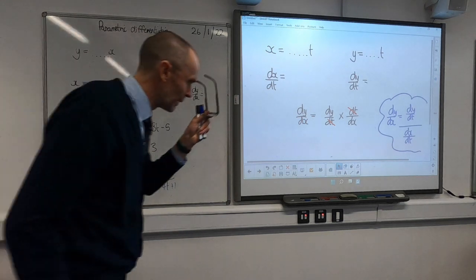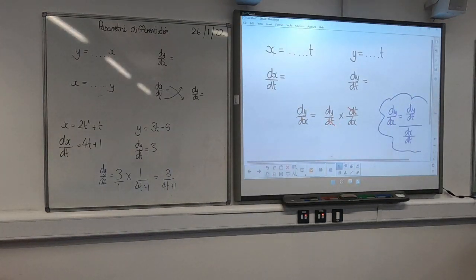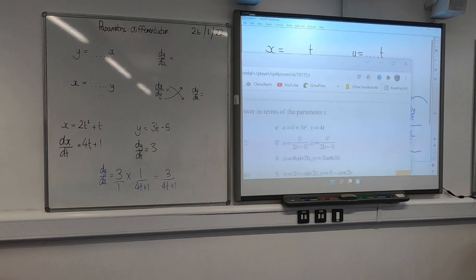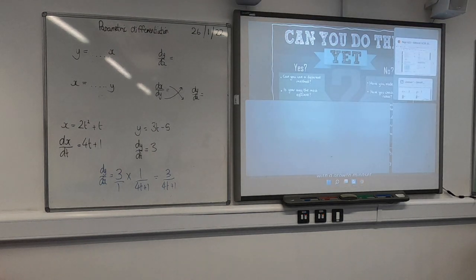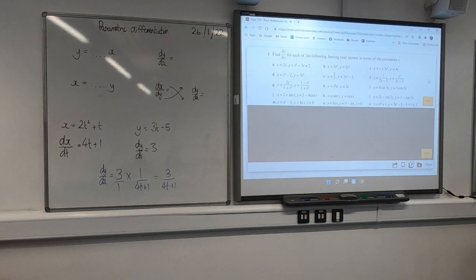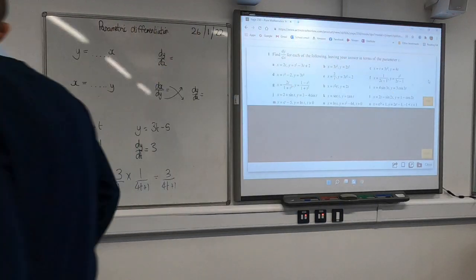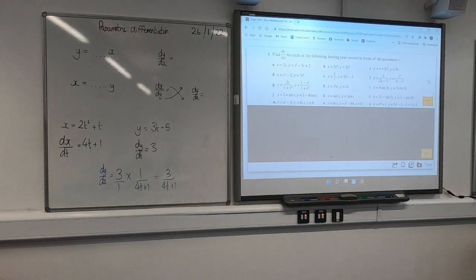So let's do a bit of practice. We'll start with some basic practice, and then we'll get into some sort of meaty examples. Now, in my online textbook, this is page 251. I have a feeling in the paper textbook it's 252. Yeah, it is 252, isn't it? So it's the same questions.